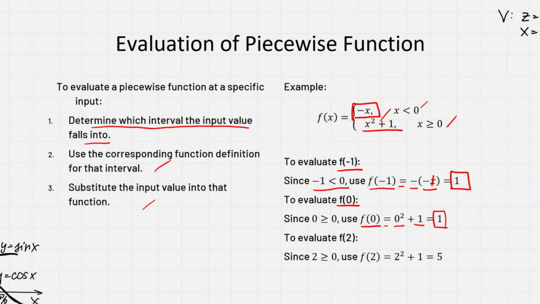Plus, if we're going to evaluate f of 2, for example, we all know that 2 is greater than 0, so it is applicable in the second condition also. Therefore, we will be using this second sub-function. So f of 2 equals 2 squared plus 1, and we have 5. So that's how you evaluate a piecewise function.